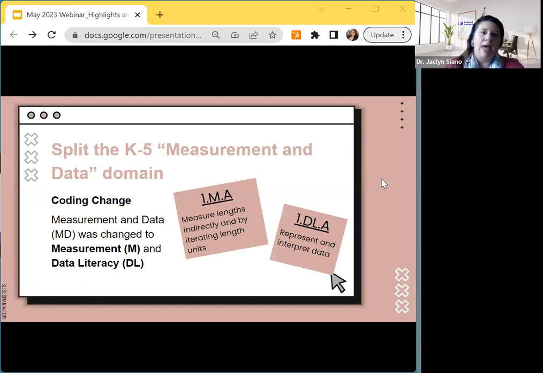So we have MD, which was measurement and data, is now M for measurement and DL for data literacy. So if you look, for example, 1.M.A, that would be your measurement standard, and 1.DL.A would be your data literacy standard. So they literally took them and split them so that they are more specific to just measurement and just data literacy instead of being combined.